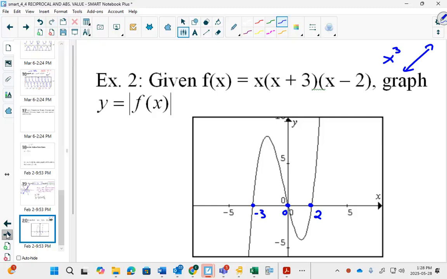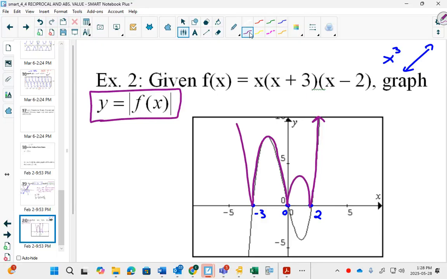Now, over top of this, in purple, I'm going to do this. What does this do? It makes all your y values positive. If your y values were already positive, they would stay the same. Does that make sense? And if your y values were negative, they would get flipped over. And this would be our final graph if we had to do the absolute value of that original graph.